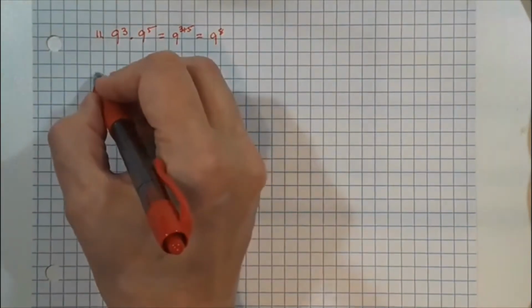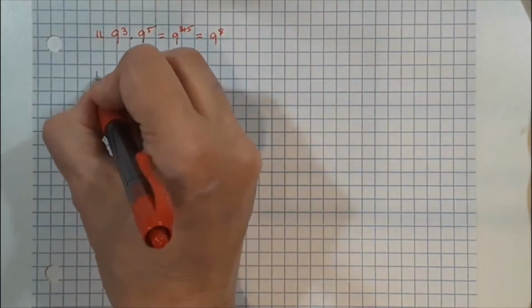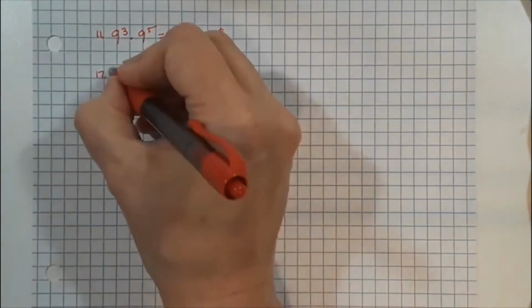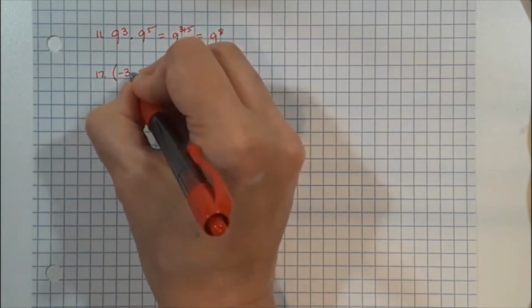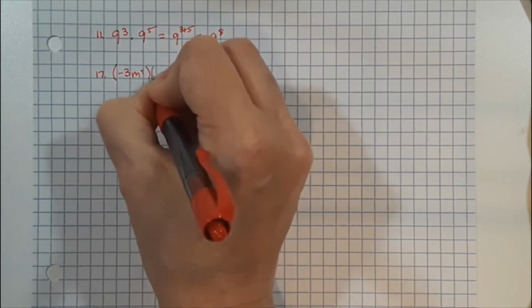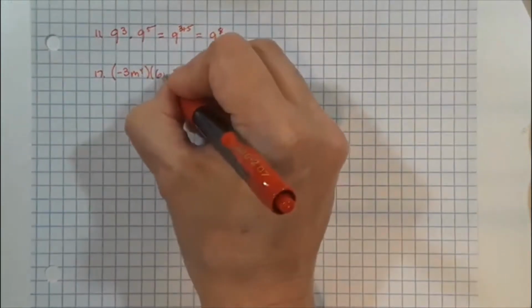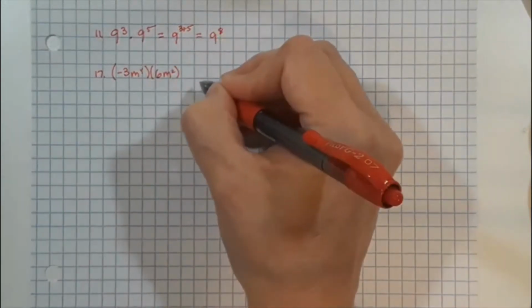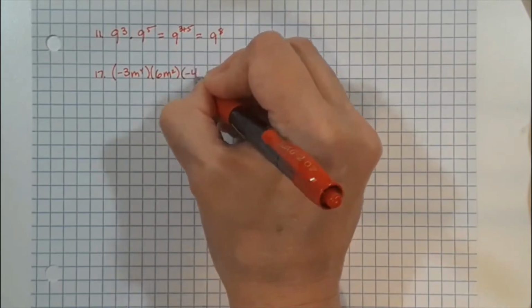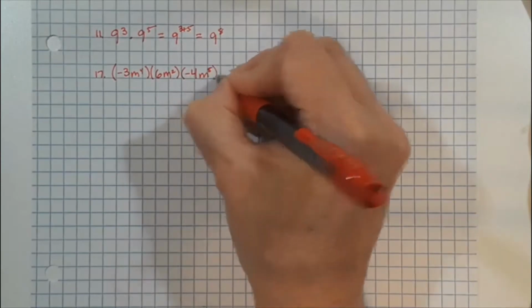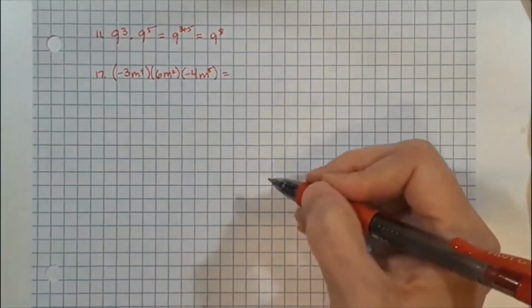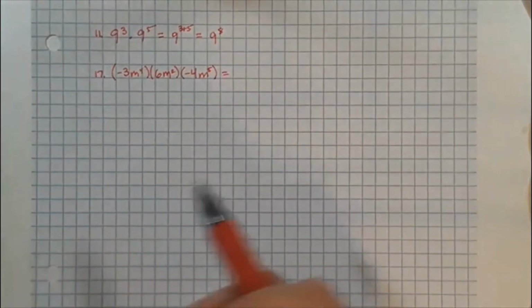Okay, the next problem I'm going to do is similar to problem number 18. So I'm going to have negative 3m to the 4th and 6m squared times negative 4m to the 5th. So I'm going to multiply my numbers together, and then I'm going to add my exponents.